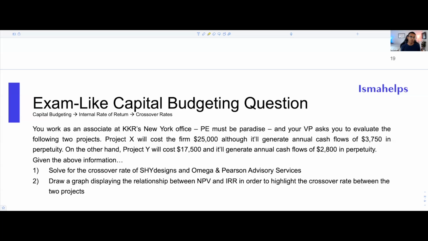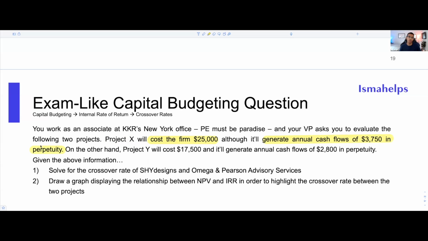Okay, so you work as an associate at KKR's New York office. I mean, listen, private equity must be paradise. And your VP, she or he, asks you to evaluate the following two projects. You're going to have Project X and Project Y. Project X will cost the firm $25,000. However, it'll generate annual cash flows of $3,750 in perpetuity. So every single year, forever, it'll generate this amount.